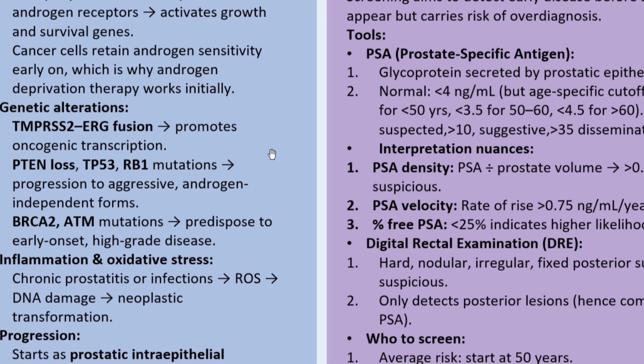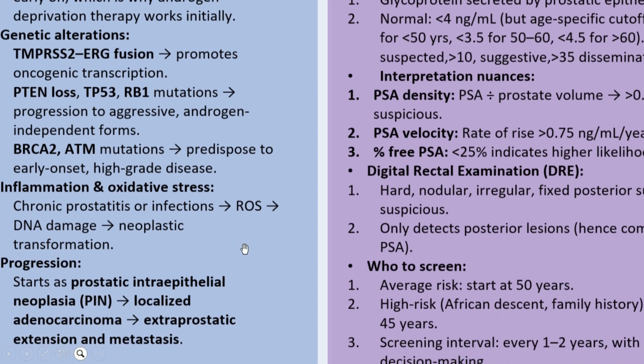Then if you have the BRCA2 mutation, which is also associated with breast cancer, the BRCA2 or the ATM mutation will predispose to early onset high-grade disease. So just a quick recap about the BRCA1 and BRCA2. The BRCA1 is the most common cause of breast cancer in men, but the BRCA2 is associated more with prostate cancer.